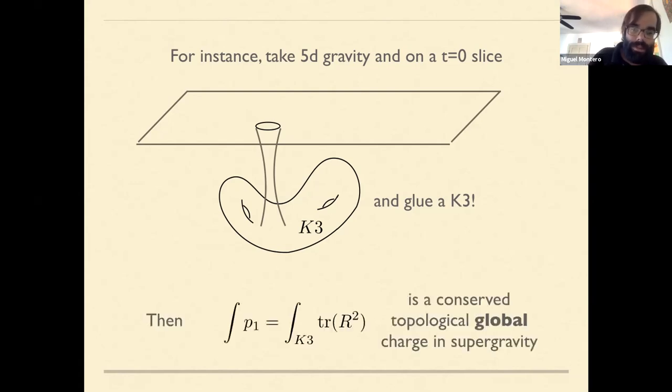And the important thing is that this particle actually carries a topological charge, very similar to monopole charge, because it turns out that this integral of the trace of the curvature squared is the integral of the first Pontryagin class on K3. It's actually a topological invariant. It seems to depend on the metric, but it's actually invariant under small deformations. So it's something which is conserved under small deformations. So it seems like there's a topological charge in this theory of gravity. And because there's no gauge field for it, it seems it's global.